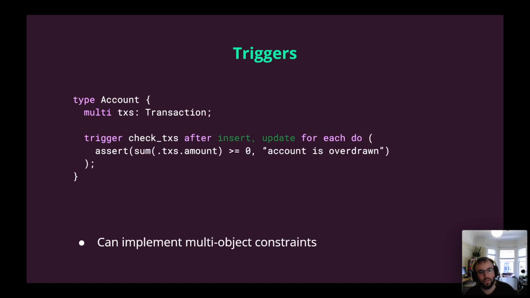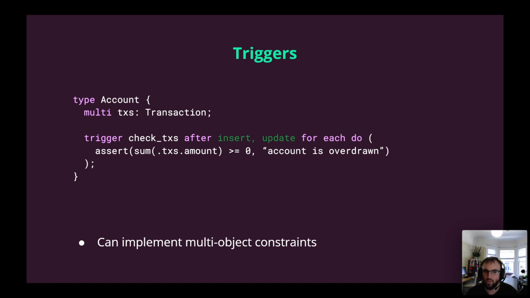So doing these audit logs is a pretty common use case, but there are other possibilities too. One is to implement complex multi-object constraints that help you enforce invariants that normal constraints can't because they aren't local, because they span multiple objects in a database.